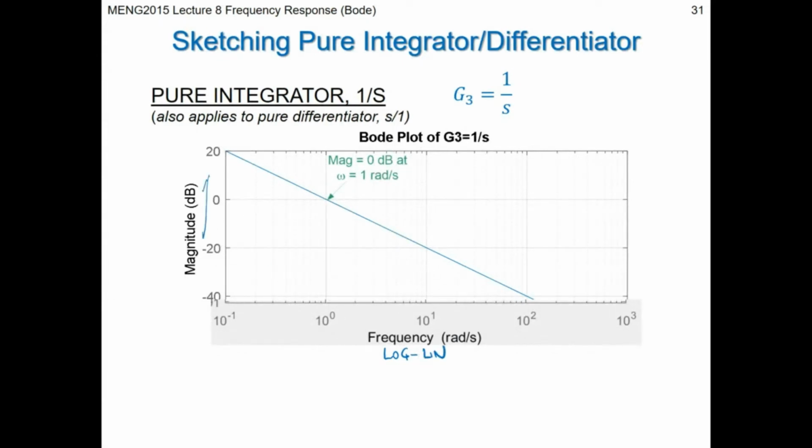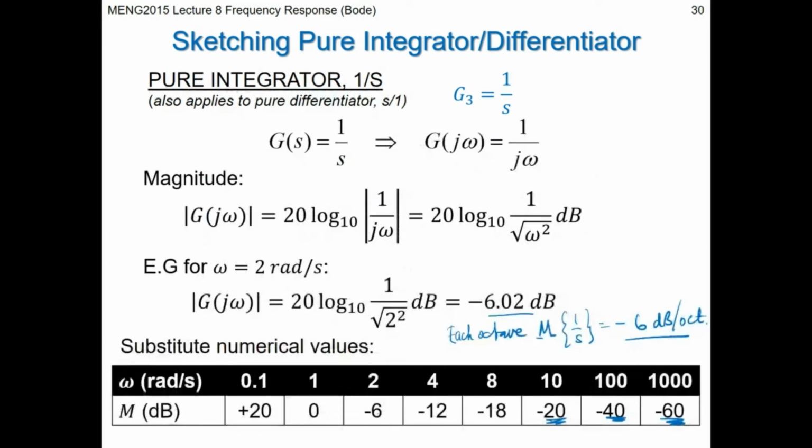So our scale on the left-hand side is linear, and this is a log scale, as you can see. So this is 0.1, this is 1, 10, 100, 1,000. At 0.1, we have our value of 20. At 1, we have our value of 0. So all of these correspond to the values we had in the previous slide.